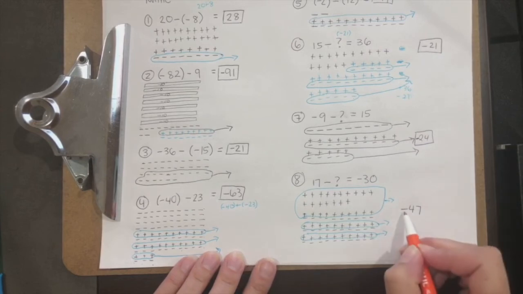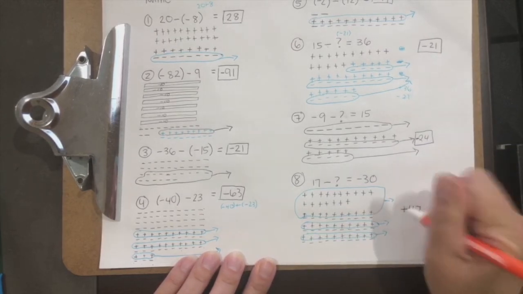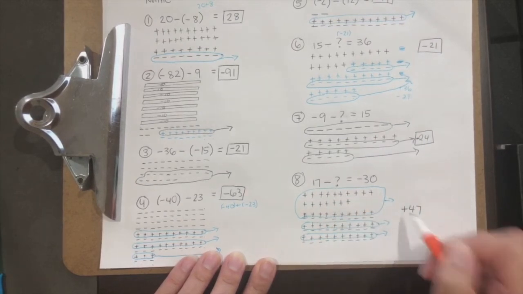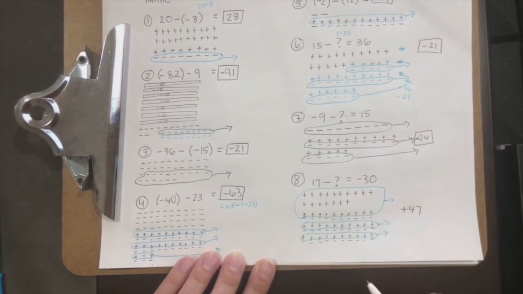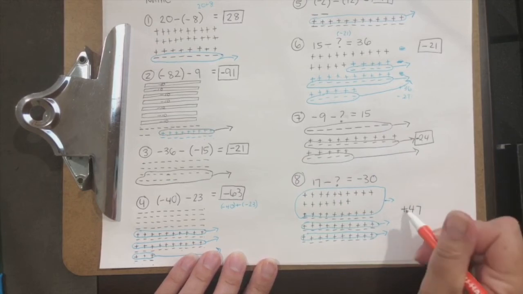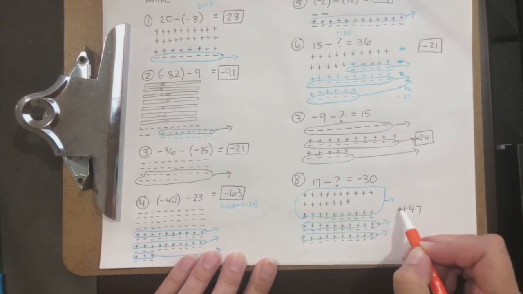Oh, but I took away 47 positives. Sorry, the takeaway is up here. These are 47 positives. Whew, almost got that one wrong. So I took away 47 positives.